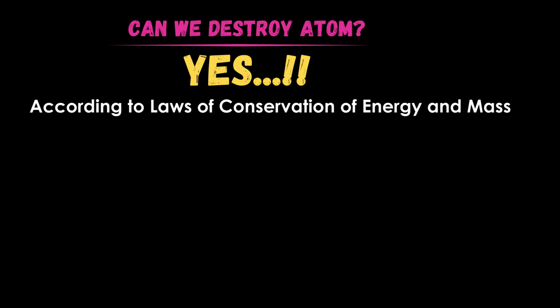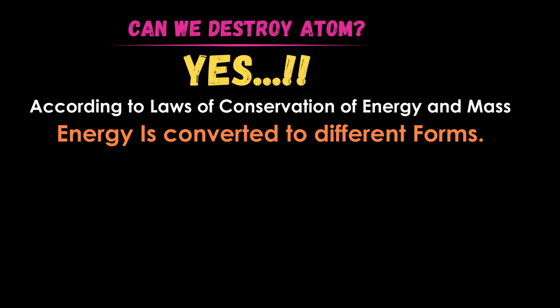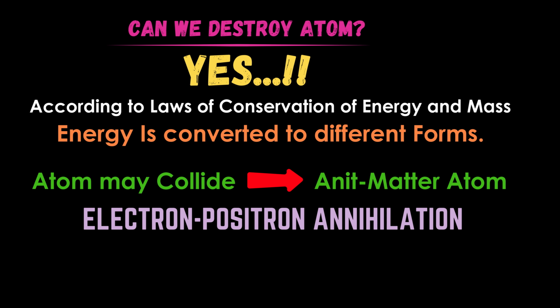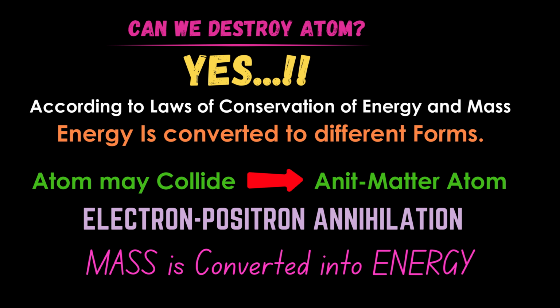The last question you should learn is whether we can destroy an atom. Well, the answer is yes. We can destroy an atom according to the laws of conservation of energy and mass. An atom can be destroyed in the sense that its energy is converted to different forms. For example, an atom may collide with an antimatter atom, leaving only high energy light rays, like in electron-positron annihilation. Remember that here we assume that mass is converted into energy according to Einstein's equation. Thus, we can say that we can destroy an atom according to conservation laws.